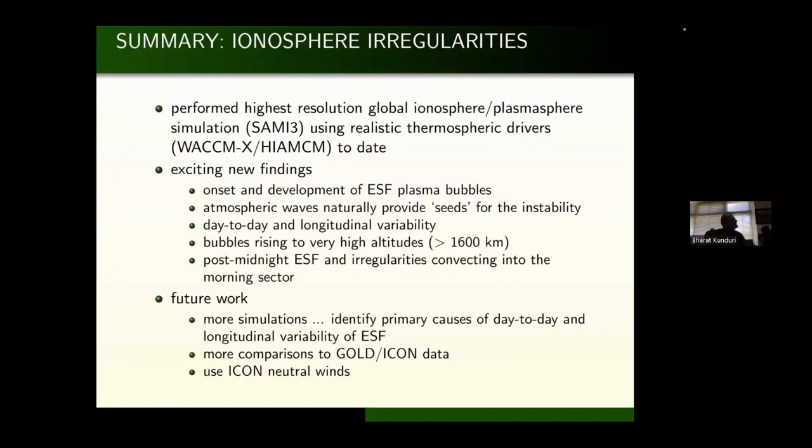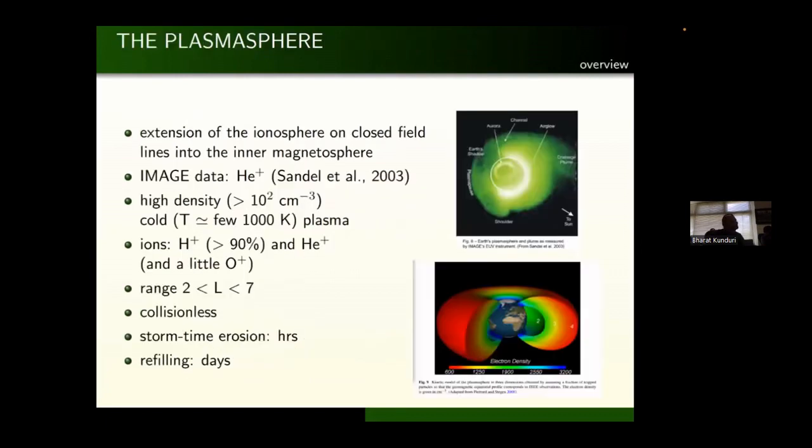Okay, so that's what I wanted to say about the ionospheric irregularities. So now we'll move on to the plasmasphere. Essentially, the plasmasphere is the extension of the ionosphere along closed field lines to high altitudes. This is from the IMAGE satellite, helium plus. So this bright green region is the plasmasphere.